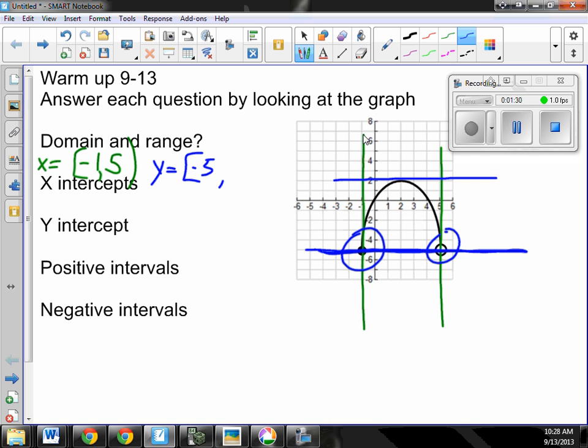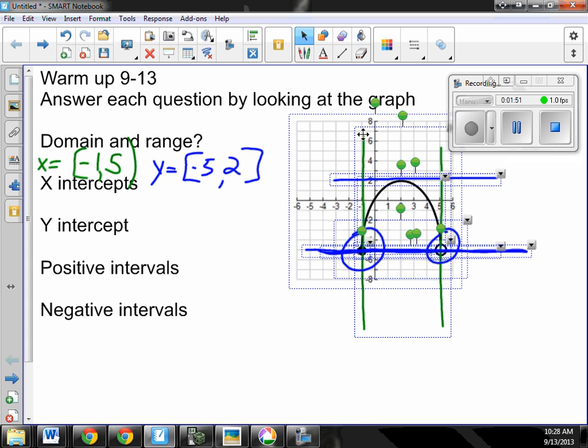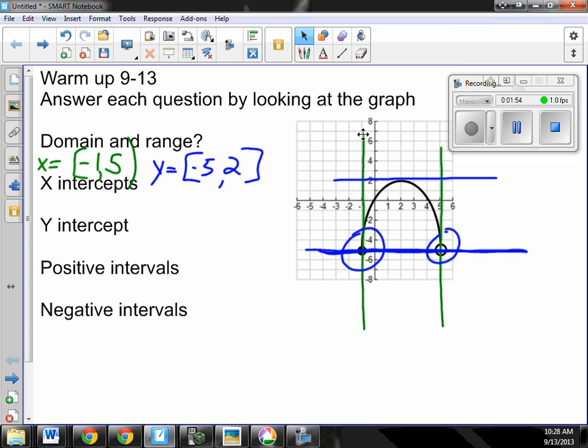What's the highest number? 2. Does it hit 2? It does hit 2. How do we know? If it doesn't tell us whether it hits or not, it always hits. So in order to miss, there would have to be a circle, an open circle. So 2 inclusive. Okay.